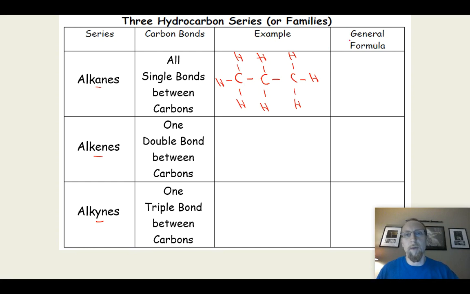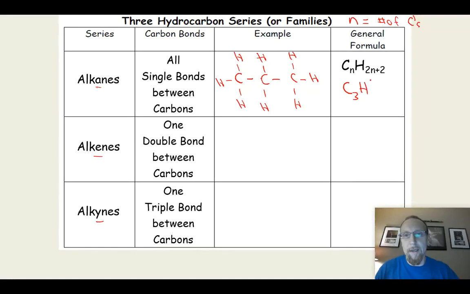Now, when we talk about the general formula, this is a formula that all of the hydrocarbons in the same series are going to fit. For the alkanes, it's CnH2n+2. Now, think of n as meaning number. n is the number of carbons in the compound. So in this case, how many carbons are in this compound? There are 3. So it's C3.